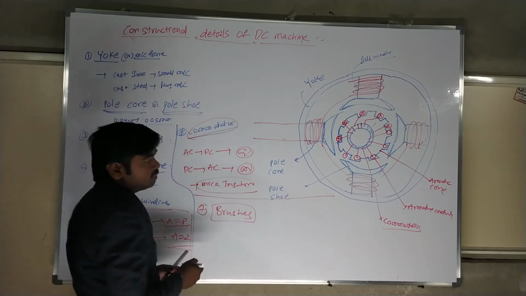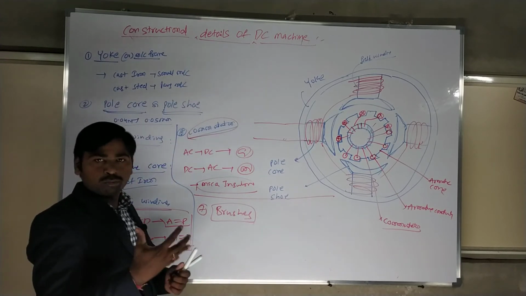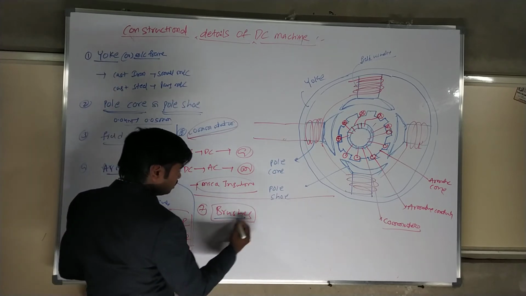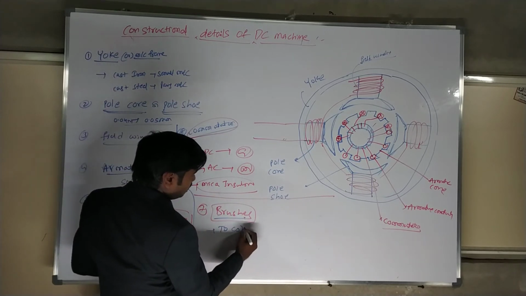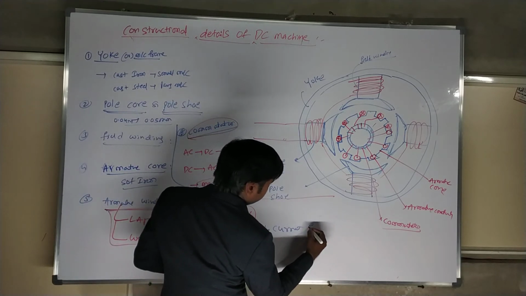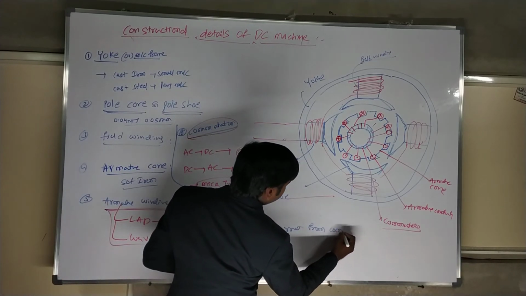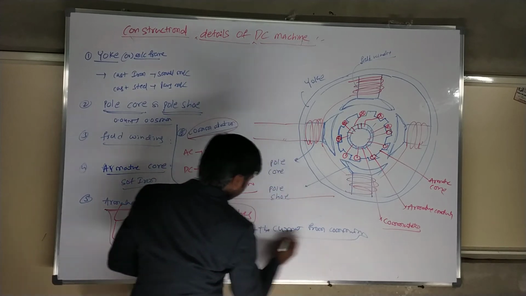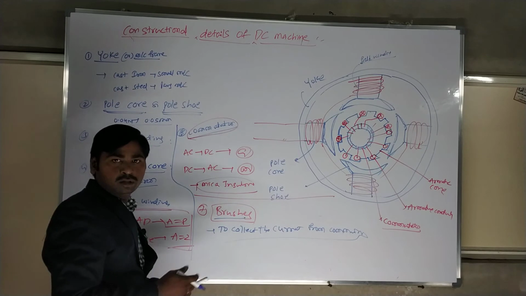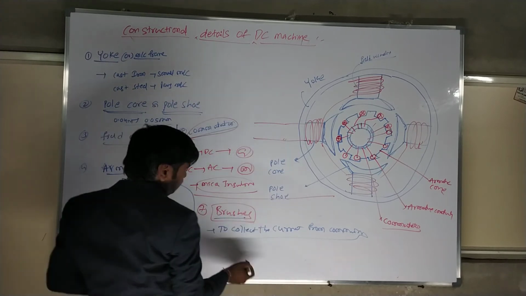Next important thing, after the commutator, brushes. What do the brushes do? The brushes collect the current from the commutator. The commutator is rotating, and the brushes touch the commutator. They collect the current. This is the commutator.